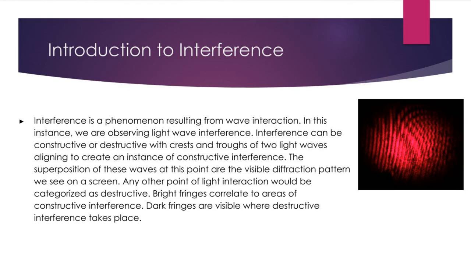constructive interference. The superposition of these waves at this point are the visible diffraction pattern we see on a screen. Any other point of light interaction would be categorized as destructive. Bright fringes correlate to areas of constructive interference, where dark fringes are visible where destructive interference takes place.